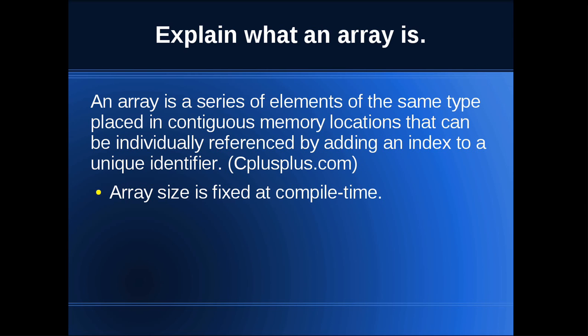So let's talk about contiguous. Contiguous means memory spaces right next to each other. So memory space 0 might hold element 0 of the array. Memory space 1 might hold element 1, so on and so forth. The array size is fixed at compile time. So if I have an integer array and I say that it has 6 elements, once I compile the code, that array is a fixed size. You can't change it.